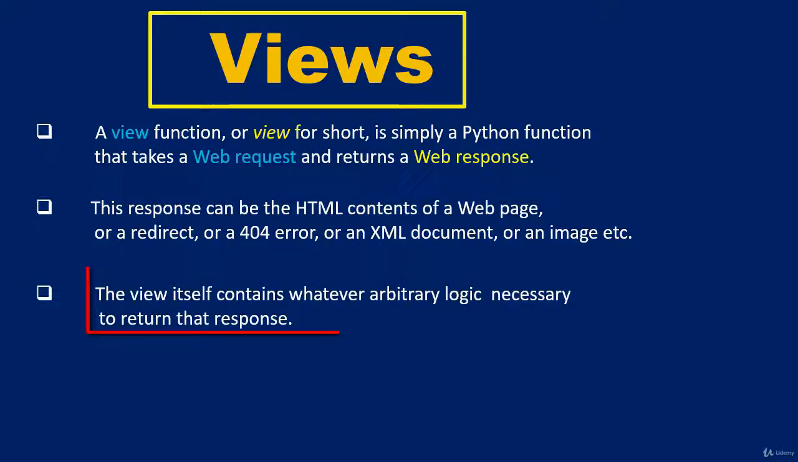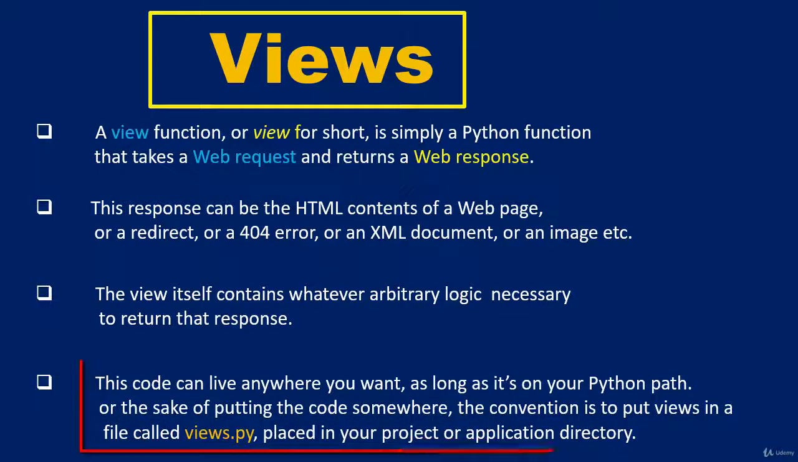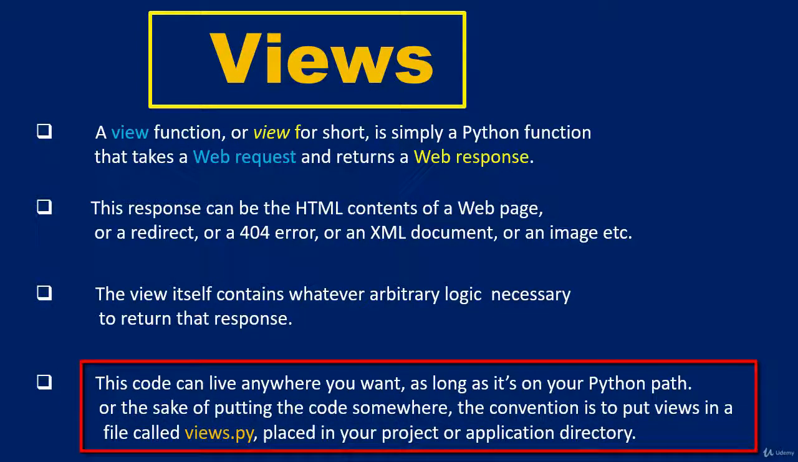The code for your view can live anywhere you want as long as it's on the same path of your Python installation. There's no requirement really for where you put it, but it must be on the same path where you've got Python installed. But for the sake of convention and to make things easy, they are kept in a file called views.py, which is placed in your main project or application directory.